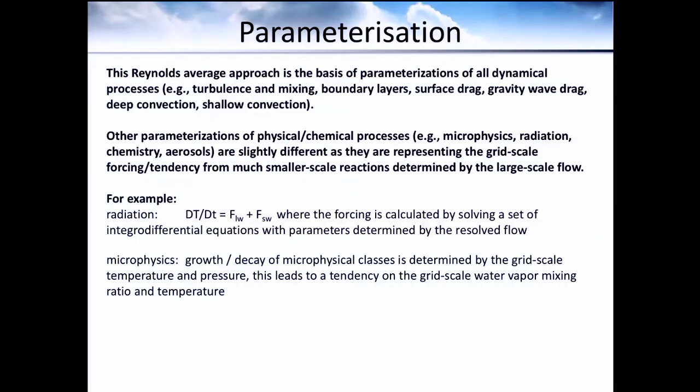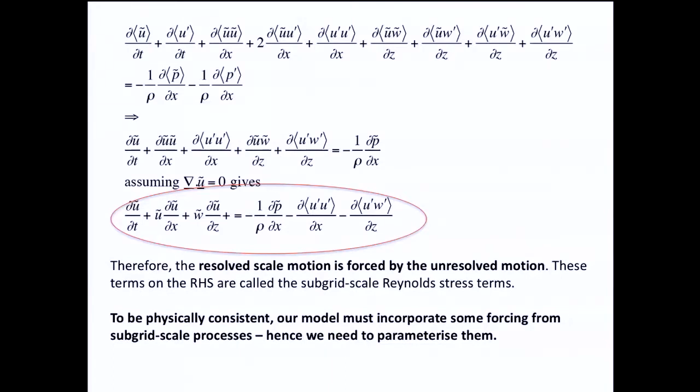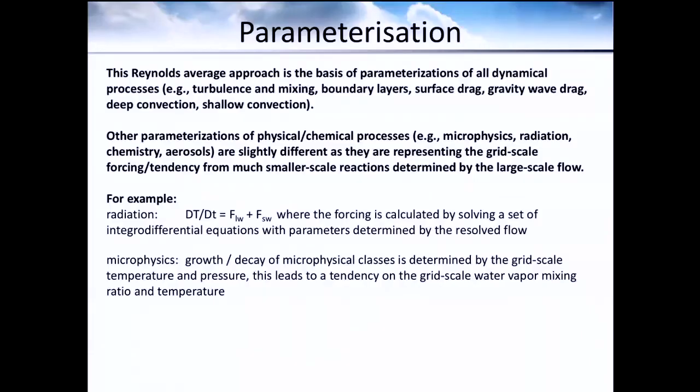And the terms that we parameterize are really these Reynolds stress terms. And there are similar terms for temperature, things like that. But the other processes that we parameterize don't come from the Reynolds stress terms. Think about physical chemical processes: microphysics, radiation, chemistry, aerosols. If we take our dynamical model and make it higher and higher resolution, we're not going to magically have these processes appear. These are external processes forcing the dynamics.